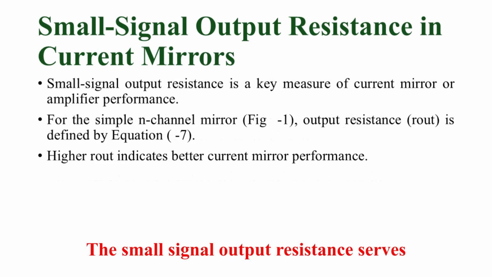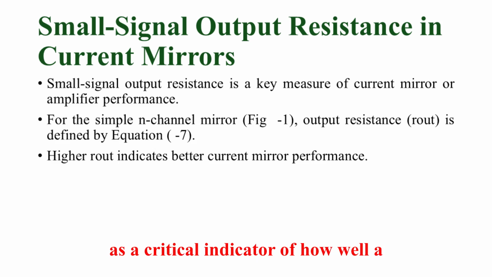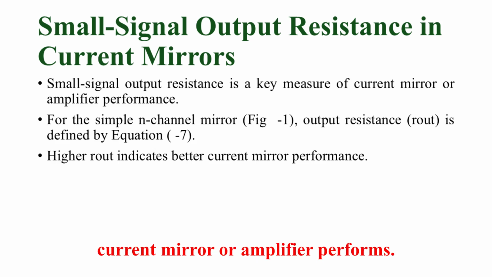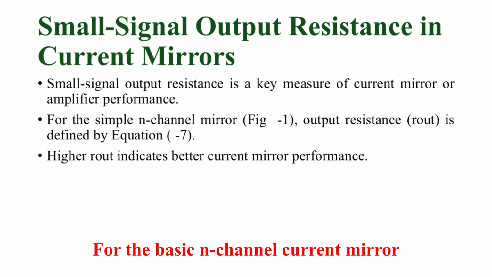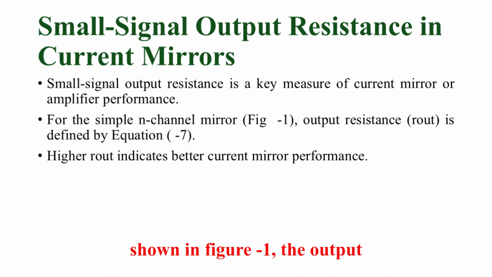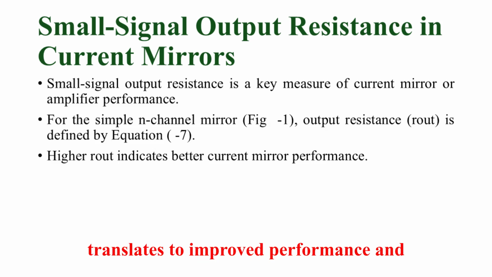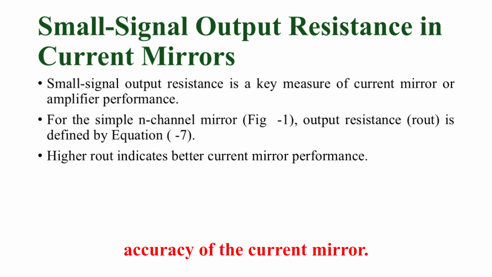The small signal output resistance serves as a critical indicator of how well a current mirror or amplifier performs. For the basic N-channel current mirror shown in figure 1, the output resistance is defined by equation 7. A higher output resistance translates to improved performance and accuracy of the current mirror.